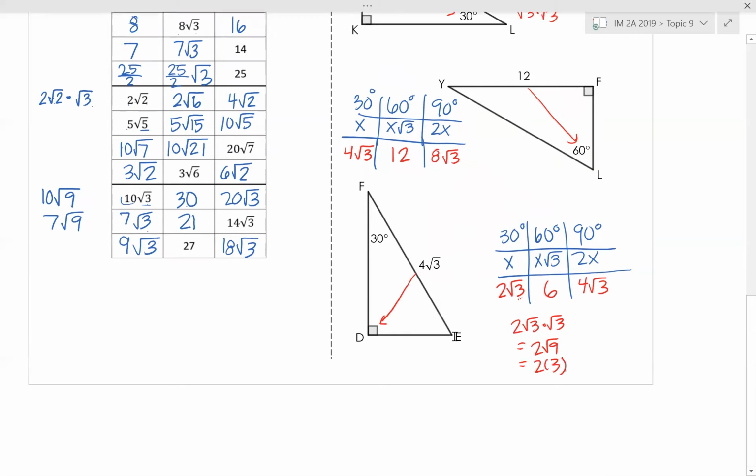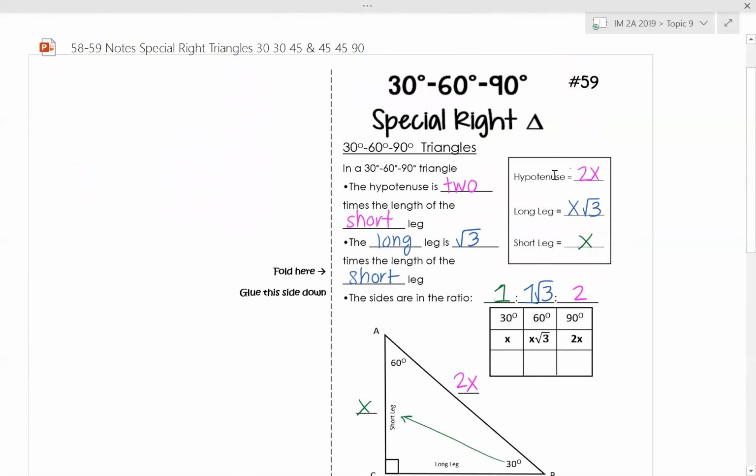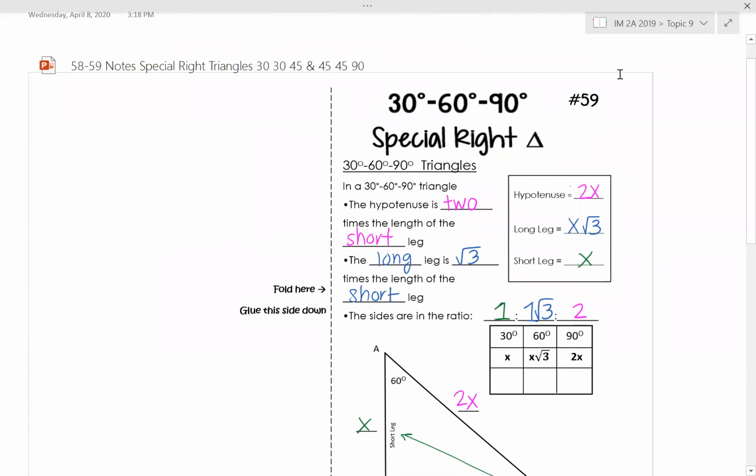So remember that we learned both 30, 60, 90 and 45, 45, 90. And so you will need to be able to look at a triangle and know when to use which in order to solve problems involving these special right triangles.